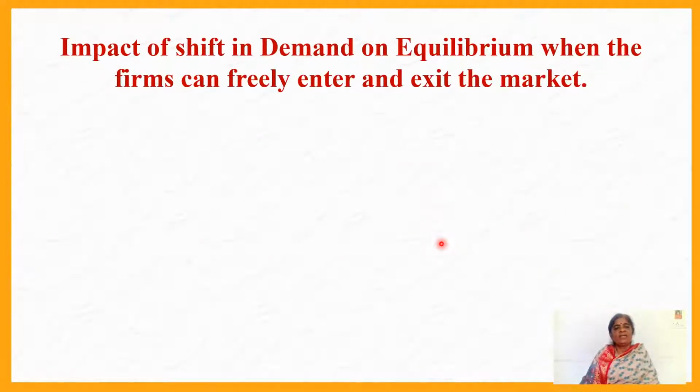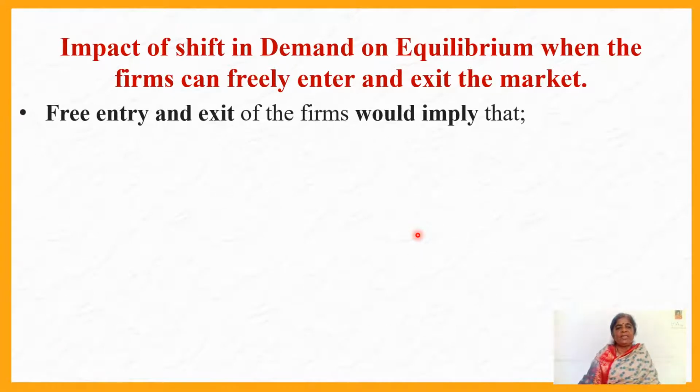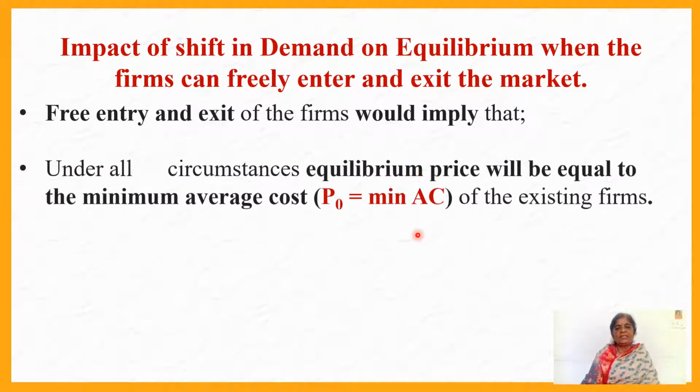When we say free entry and exit, what do we mean? We know it implies that under all circumstances, equilibrium price will be exactly equal to the minimum AC. That is what it implies. Free entry and exit implies that at equilibrium, price will always be equal to minimum AC.